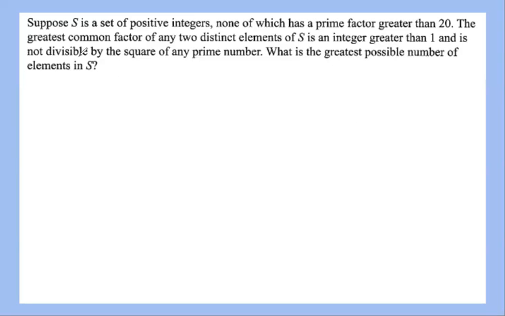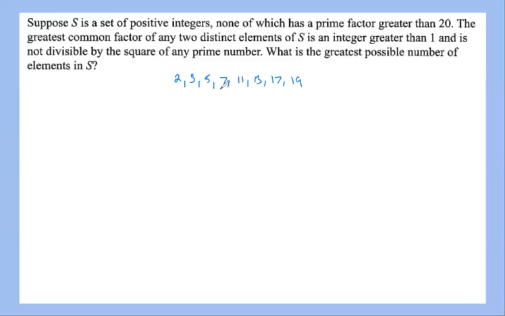Okay, so let me read this one more time. It says we have a set of positive integers, none of which has a prime factor larger than 20, which means the numbers in that set will be multiples of some prime numbers from 2 to 19. Because if I have a prime larger than 19, my number will have a prime factor which is not accepted. So let me list those primes first: 2, 3, 5, 7, 11, 13, 17, and 19.